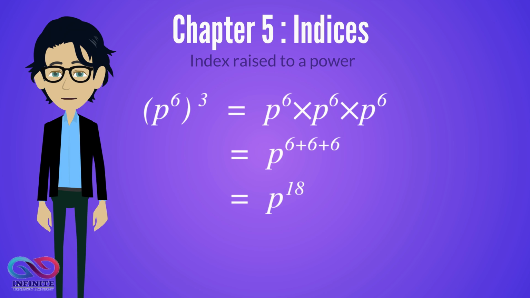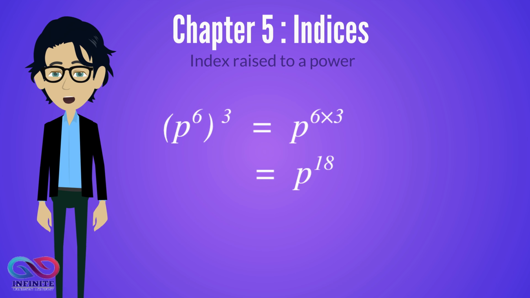This kind of question works exactly the same with base unknowns. This is one of the examples. This is by using the repeated multiplication method. While this on the other hand was solved using the multiplication of indices method.